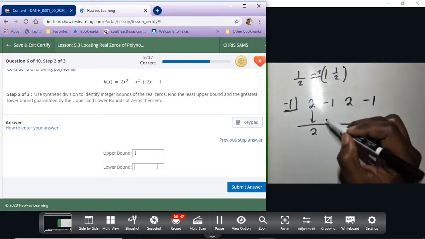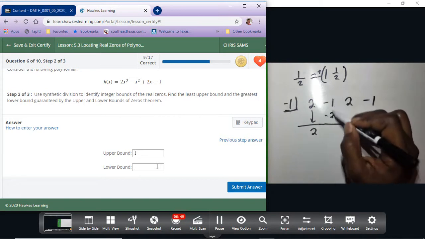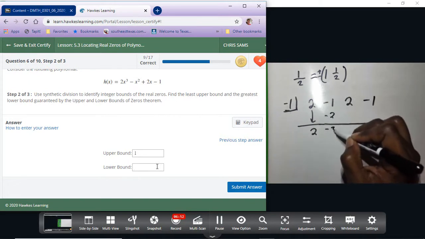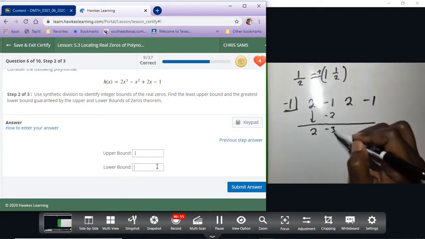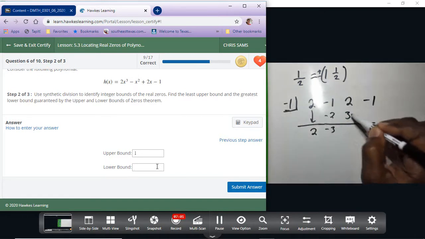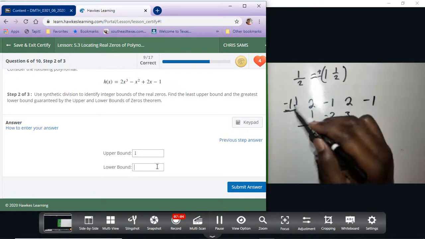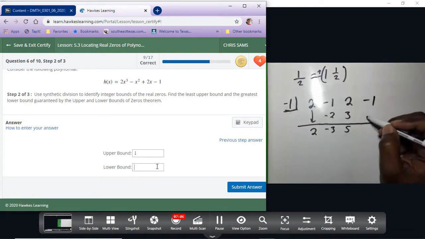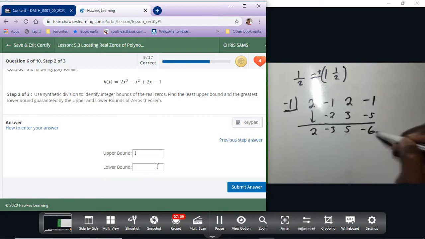Negative 1 times positive 2 gives us a negative 2. Add these, we get negative 3. So we got positive, then negative. Negative 1 times positive 3 gives me a positive 3. Sorry, negative 1 times a negative gives me a positive. Add these, we get positive 5. And then negative 1 times 5 gives me negative 5. Add these, we get negative 6. Alright, so notice how the sign changes. It's positive, negative, positive, negative. That gives us an indication that this is a lower bound, and so the greatest lower bound actually. So positive 1 and negative 1.